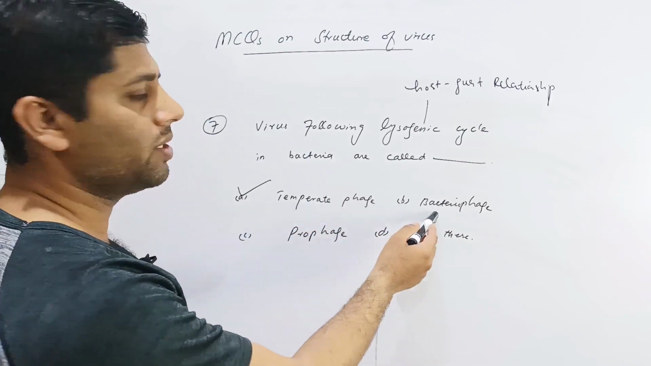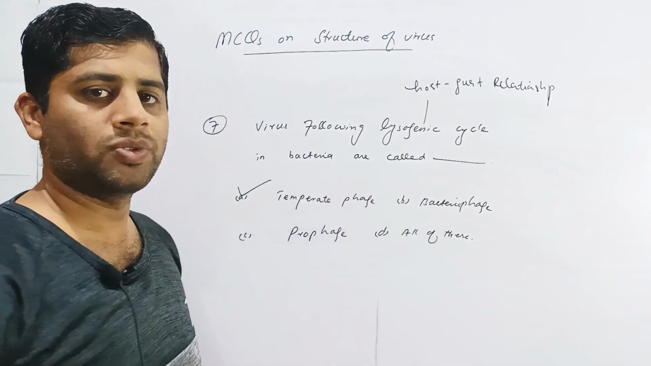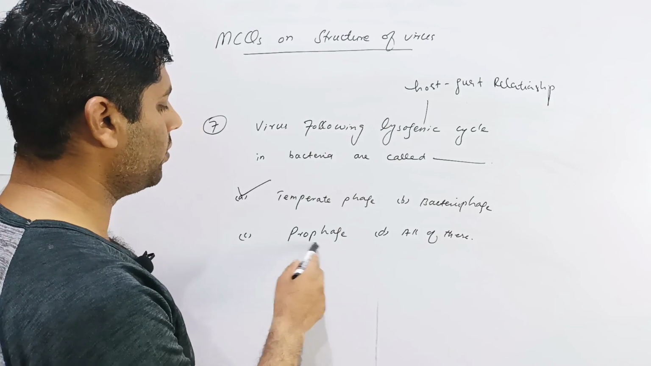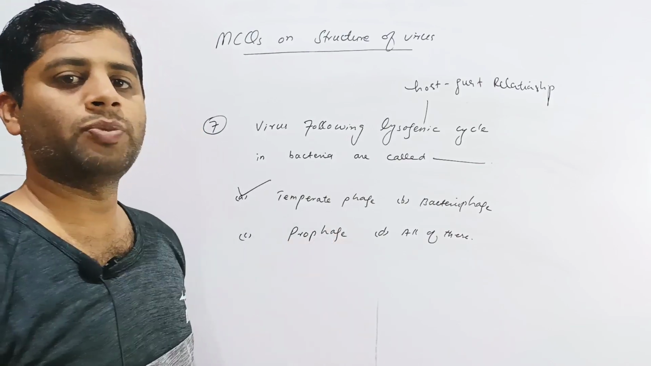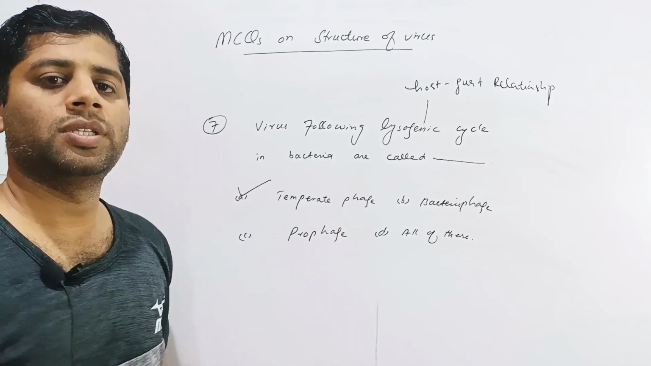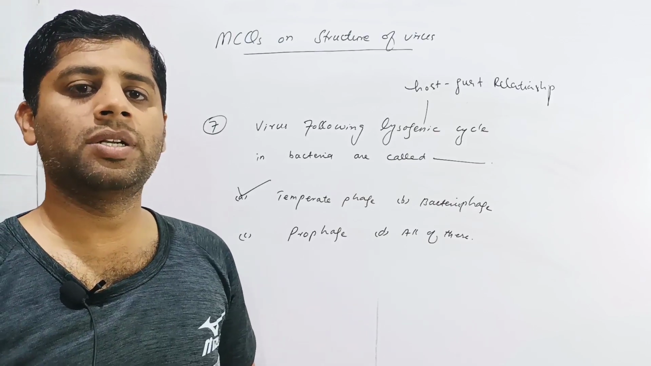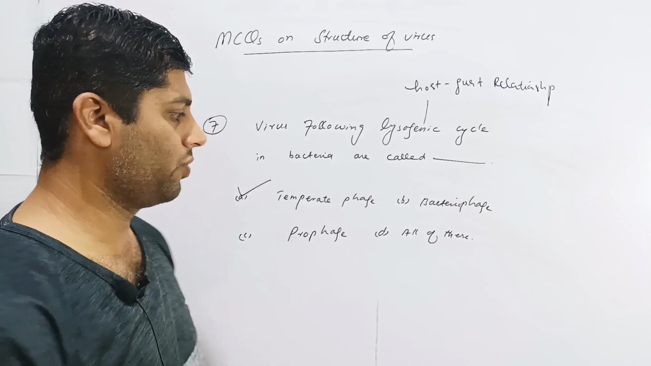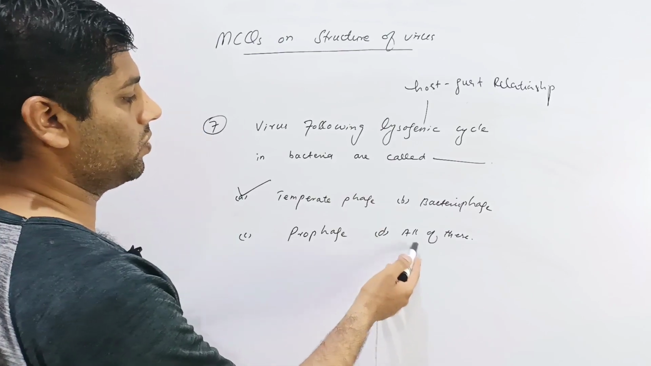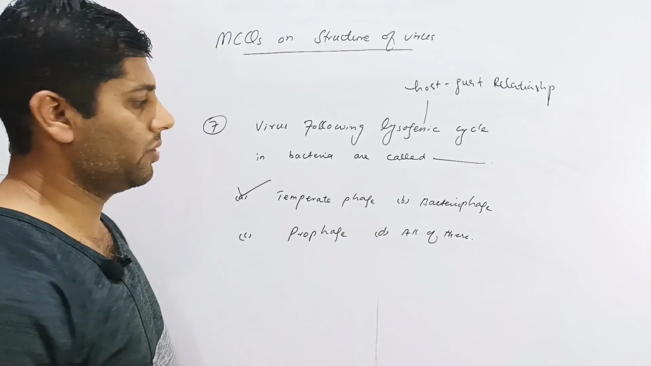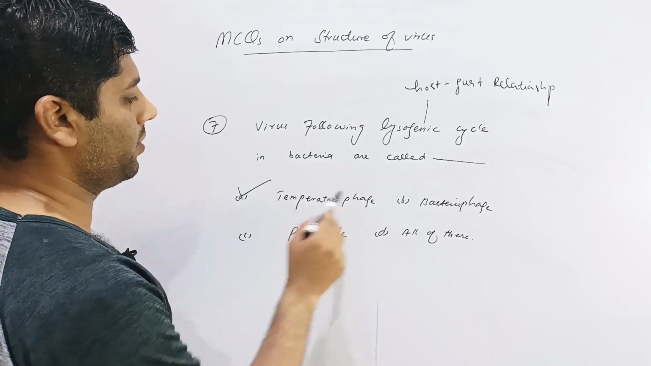Other options are bacteriophage, which is a general term used for the viruses which infect bacteria. Prophage is a stage of bacteriophage in which the genome of the bacteriophage and the bacteria are intermingled or mixed with each other. And all of these, so these are not correlated with each other. Therefore, the correct option is temperate phage.